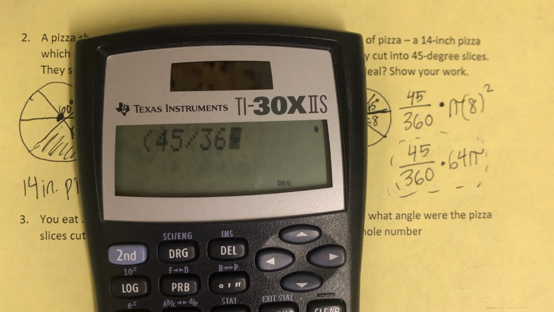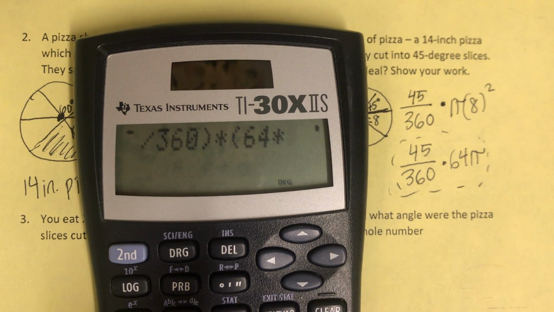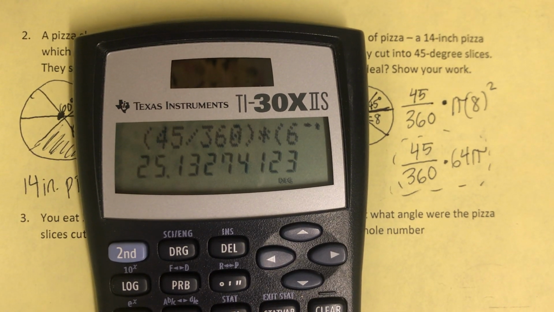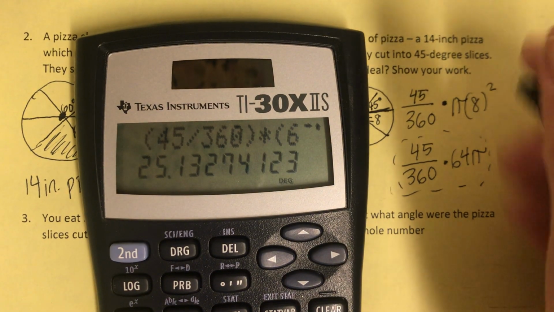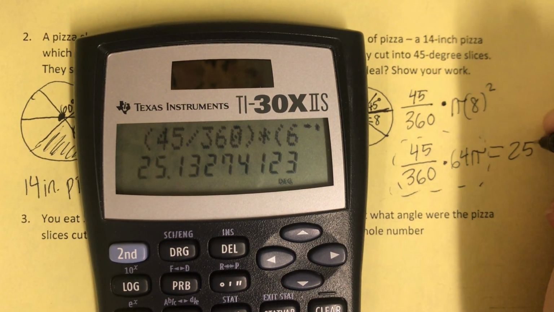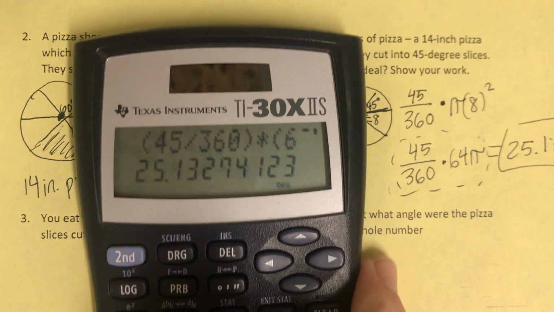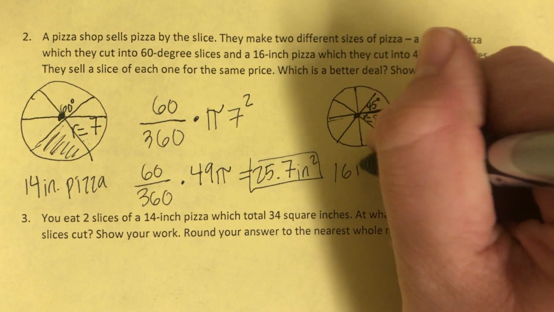45 divided by 360, I close my parentheses and I multiply by 64 times pi. Oops. And I'm gonna get 25.1. So I have 25.1 inches squared of pizza in this, my 16-inch pizza.